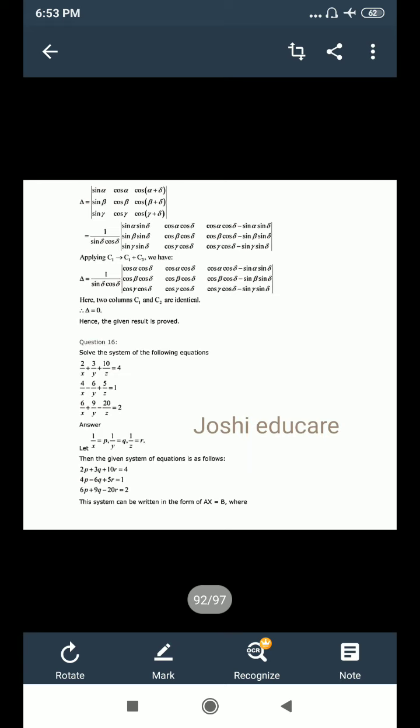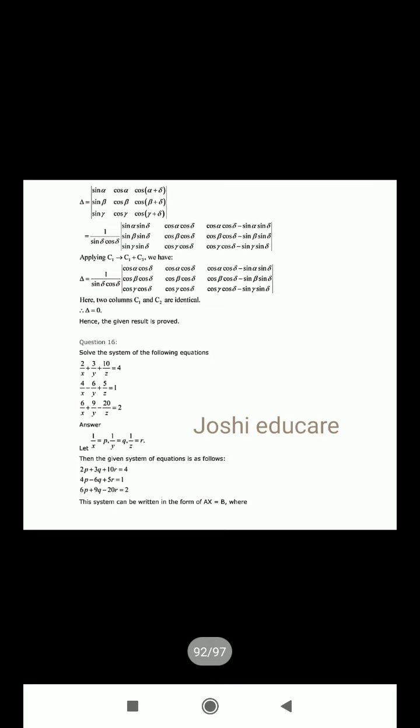So this question is also similar to your exercise 4.6. Only difference is in this, in place of numerator, x, y, z are given in denominator. So it is 2 upon x plus 3 upon y plus 10 upon z is 4. 4 upon x minus 6 upon y plus 5 upon z is 1. 6 upon x plus 9 upon y plus 20 upon z is equal to 2. In this, it is solved by taking 1 upon x as p, 1 upon y as q, and 1 upon z as r.